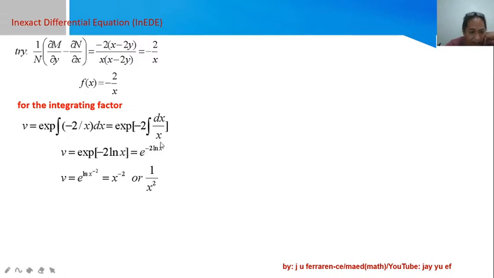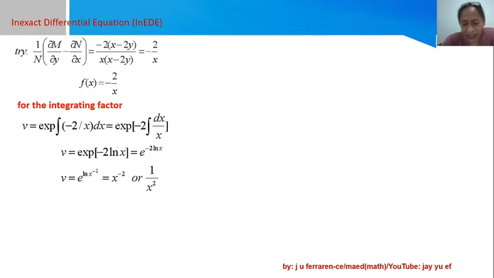So I put it here so that I can simplify further. Okay, so this is exponential of minus 2 ln x. To further simplify, this constant factor is taken as a power of x, so that this is now simplified to x to the power minus 2, or that's equivalent to 1 over x squared.